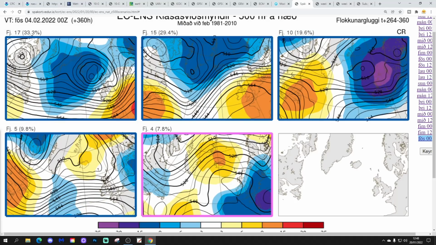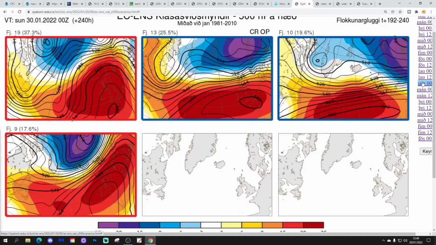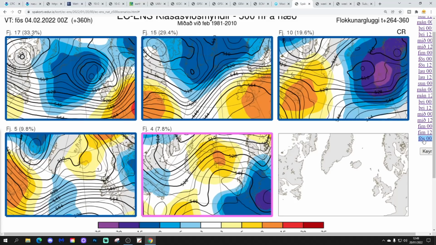There does appear to be quite a significant change going on in the North Atlantic, though, from like day 10 to day 14. So let's go back to day 10. Look at all of the red that we have there through like the Northern Atlantic. At day 10, 30th of January, by the time we get through to the 4th of February, a lot of that red has gone and blues have appeared, which tells us there is quite a significant change going on through early February to something much more mobile in the North Atlantic.